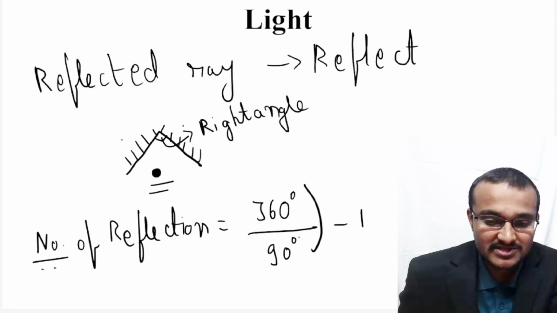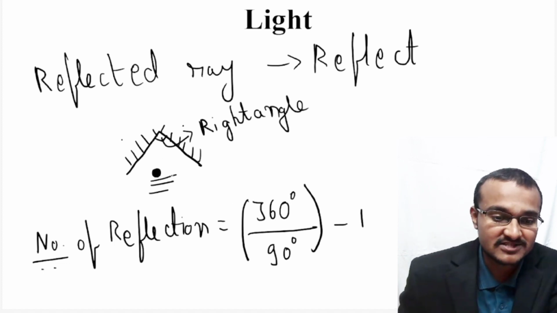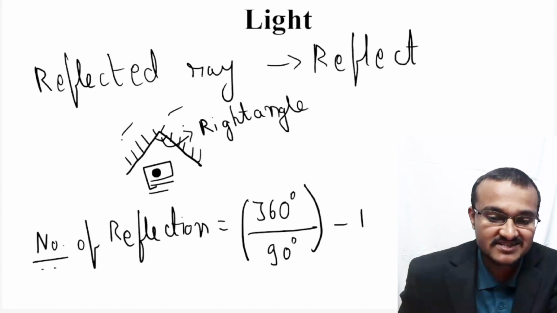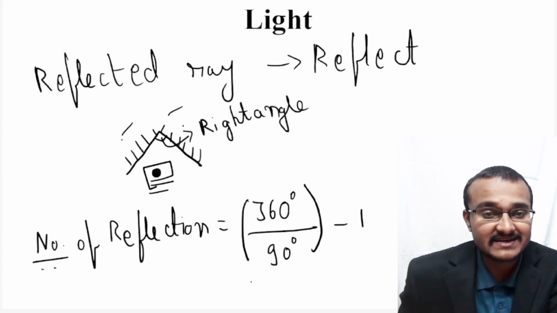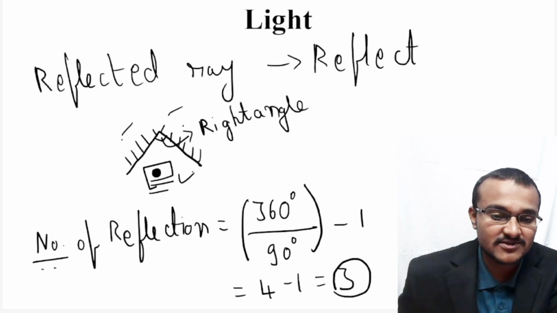If you solve this equation, you will get how many reflections of this object can be seen in these two mirrors. So 360 degrees divided by 90 degrees will be 4. So 4 minus 1 is equal to 3. So you can see three reflections of this particular object.